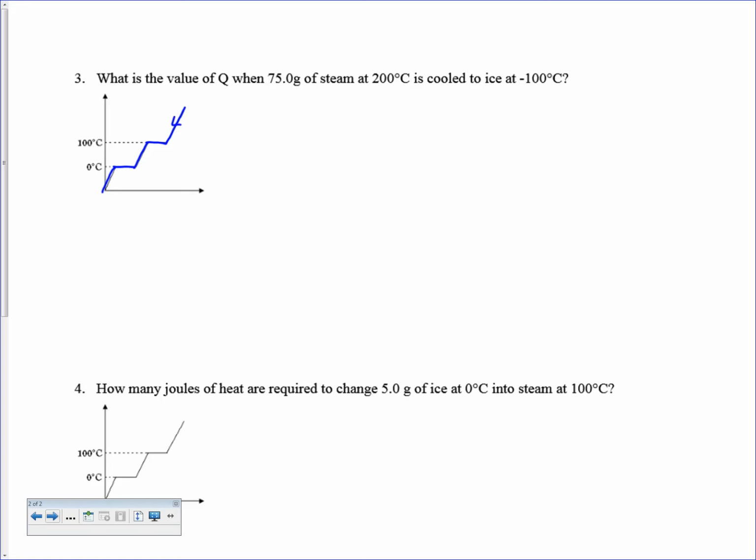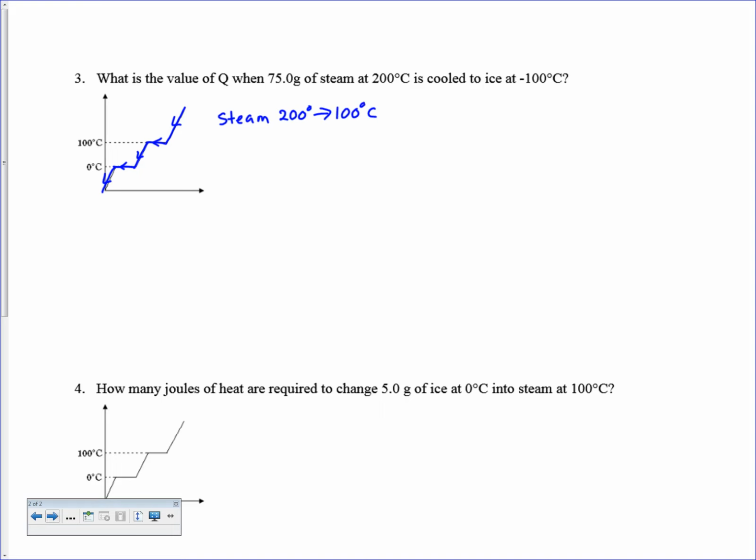So to indicate that this is going in the negative direction, I do a little set of arrowheads here, and I say it's going down. And so our answer is going to end up being negative for each part here in the end, because each part here is going to be exothermic. So the first step, we've got steam at 200 degrees Celsius, and we're getting it to 100 degrees Celsius.